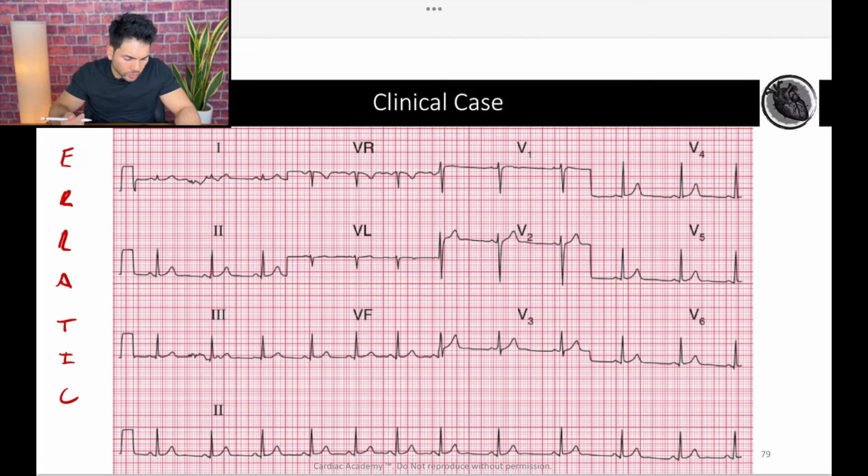So first, let's calculate the rate, and remember that for us to calculate the rate, there are two methods. If you don't remember, you can always watch our video on heart rate, but just as a quick reminder, there are two methods in which we can either count the number of big boxes in between QRS and QRS, going 300, 150, 175, etc.